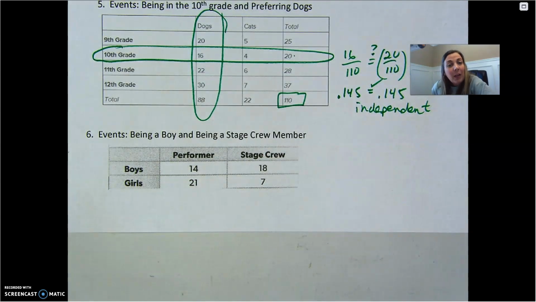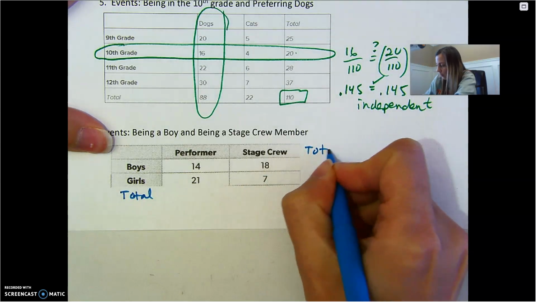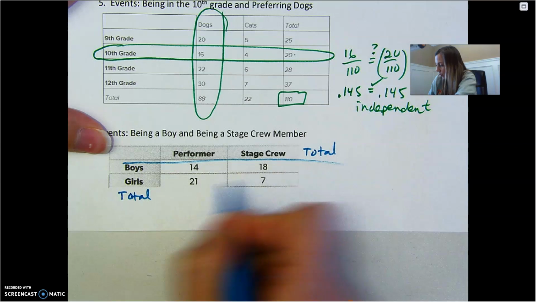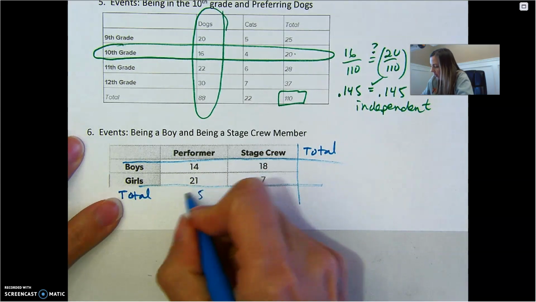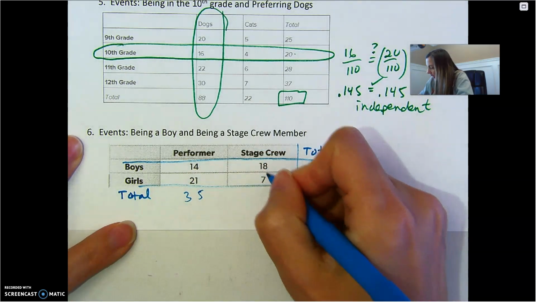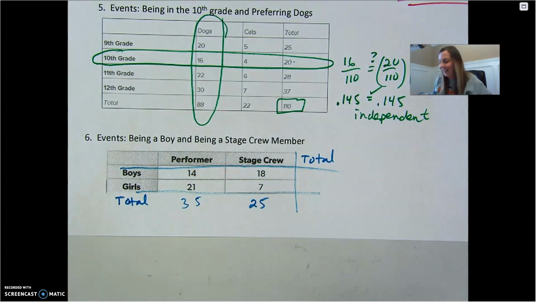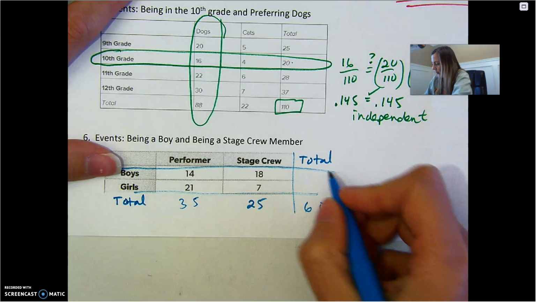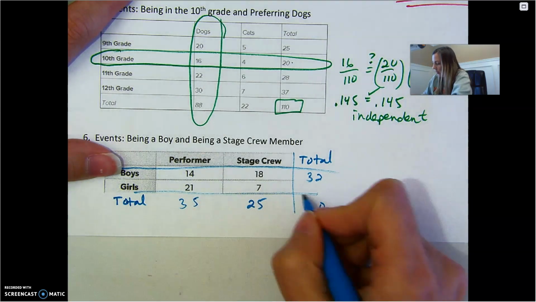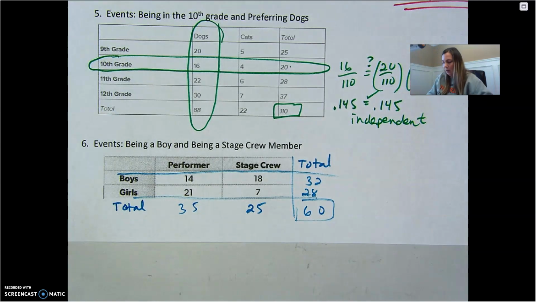Okay, so are the events being a boy and being a stage crew member independent? We need some totals. Such a weird word, total. 14 plus 21, we have 35 performers. 18 plus 7, that's 25. So then 35 plus 25 is 60. And then going this way, 8, 9, 10, 11, 12, so that's 32. And 28. Let me make sure that adds up to 60. Yep, all right.